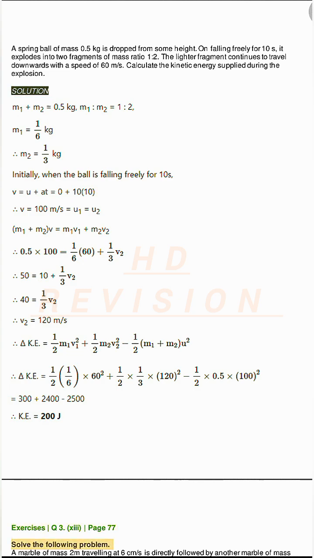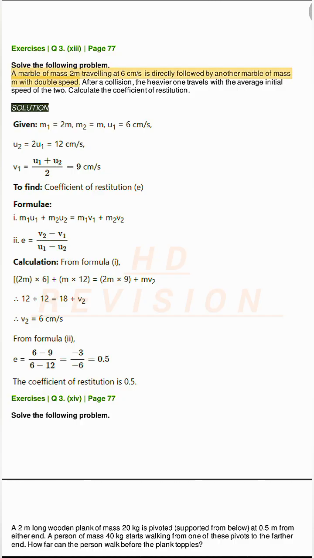Solve the following problem. A marble of mass 2m traveling at 6 centimeters per second is directly followed by another marble of mass m with double speed. After a collision, the heavier one travels with the average initial speed of the two. Calculate the coefficient of restitution. Solution. Exercises Q3. XIB, page 77.